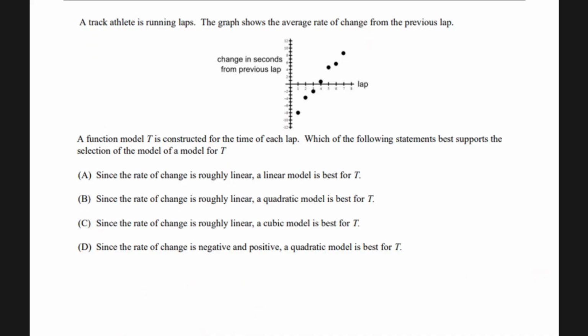All right. A track athlete is running laps. The graph shows the average rate of change from the previous lap. So, okay. A function model T is constructed for the time of each lap. Which of the following statements best supports the selection of the model for T? Okay? Since the rate of change is roughly linear, a linear model is best for t. Since the rate of change is roughly linear, a quadratic model is best for t. Since the rate of change is roughly linear, a cubic model is best for t. Since the rate of change is negative and positive, a quadratic model is best for t.